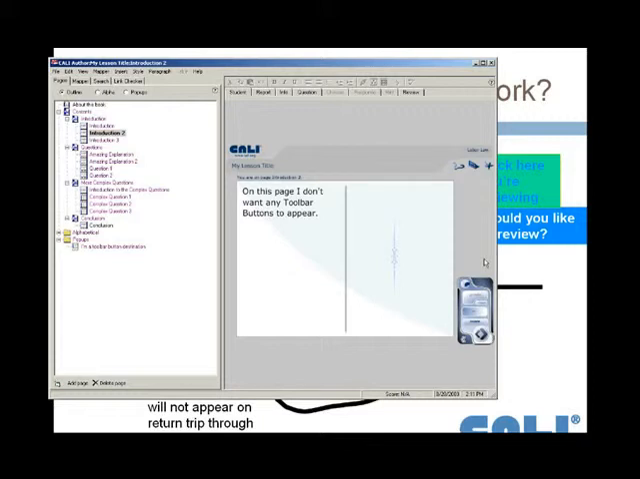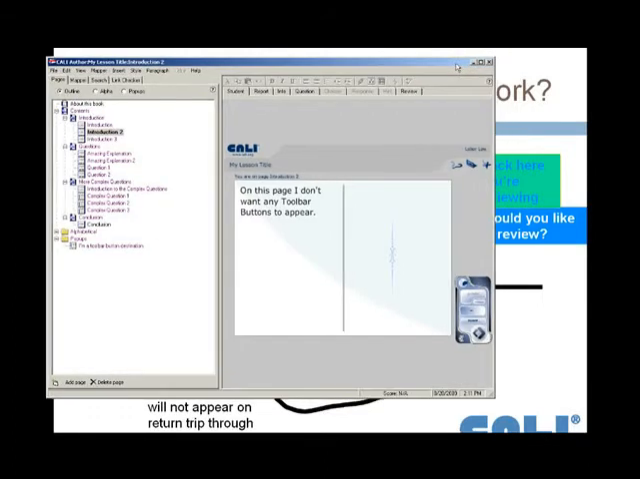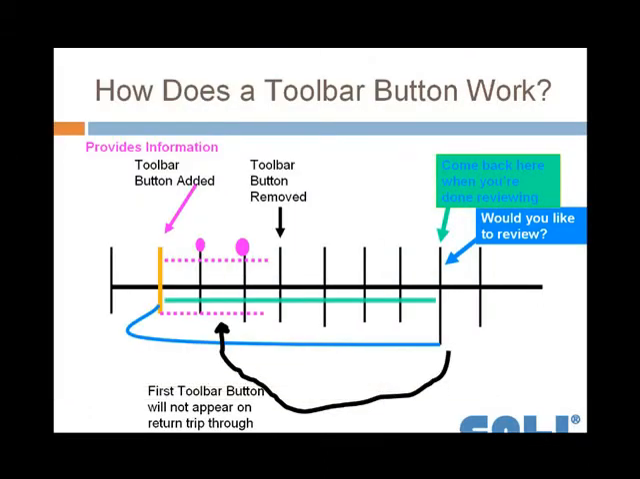There's also another really cool thing you can do, and that is to control navigation. Let me move CALI Author off to the side here and show you this brightly colored diagram here that I made of how a toolbar button can work. If you're at the top of the horizontal line here, each of these vertical lines represents a question or a page in a lesson. It might be a book page, it might be a question page.